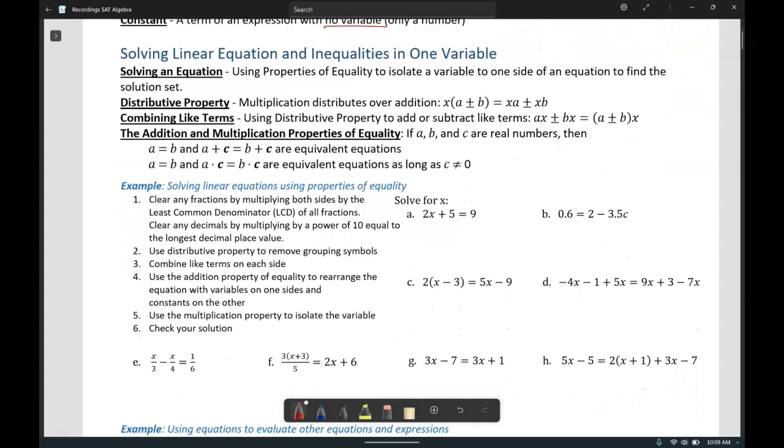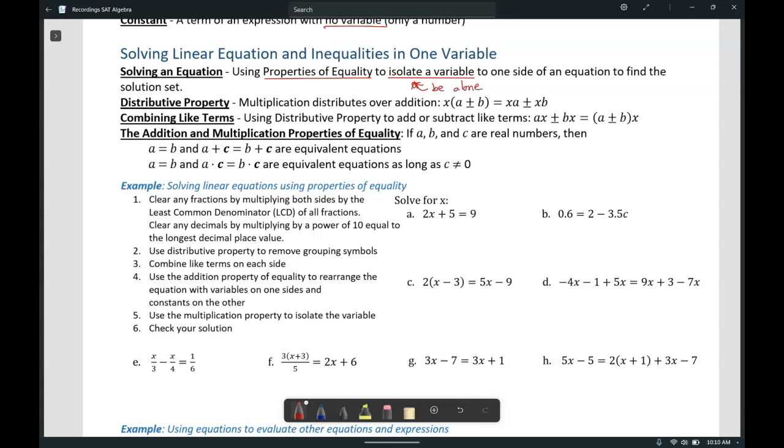So now let's move into solving some linear equations in one variable, and we'll look at a few important terms that we need to know for that. When we're asked to solve an equation, what does that mean? Well, it means we have to use these properties of equality in order to isolate a variable. We want to think about what the word isolate means. Isolate just means to be alone. Okay, so to isolate is to be alone.